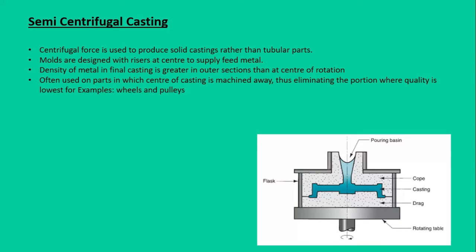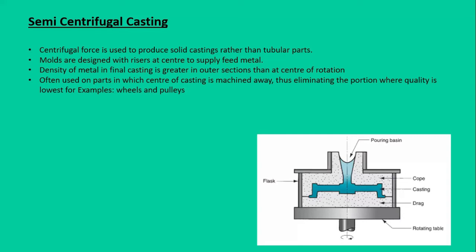The second type of the centrifugal casting is the semi-centrifugal casting. So in this method, centrifugal force is used to produce solid casting. Like in the true centrifugal casting, it was used to produce the hollow sections like tubes and pipes and other tubular parts. Rather, in this kind of the casting, it is used to make the solid products.